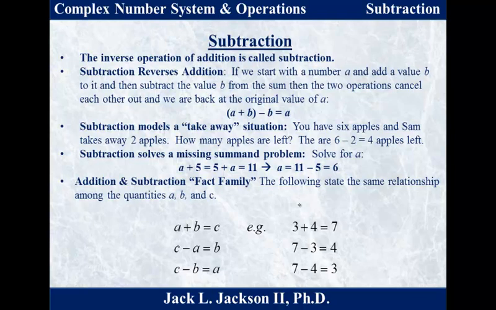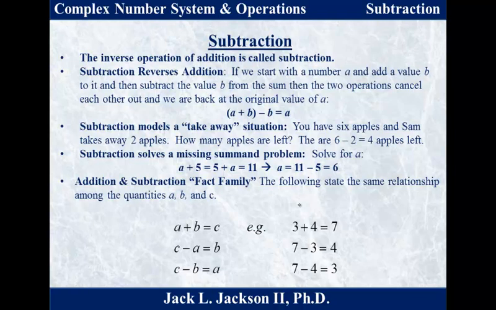Subtraction solves a missing addend problem. So we want to solve for a. A plus 5 equals 11, or 5 plus a equals 11. So in other words, you're saying, okay, what do I start with and then add 5 to get 11? Or if I start with 5, how much do I add to it to get 11? And the answer is 11 minus 5, which is 6.